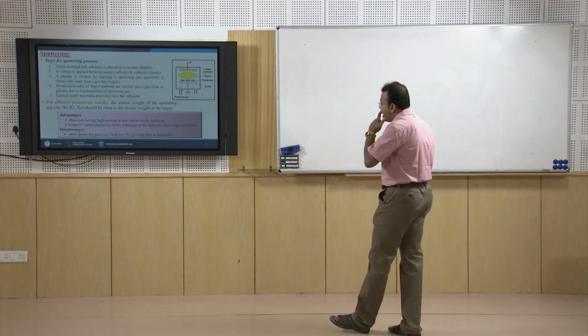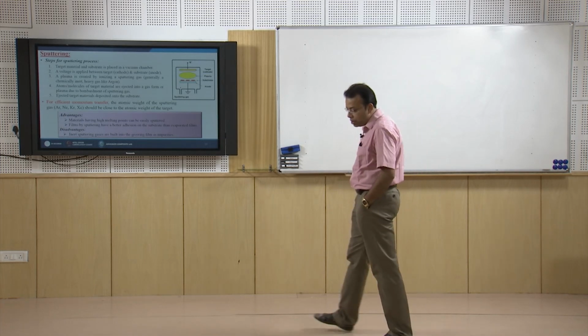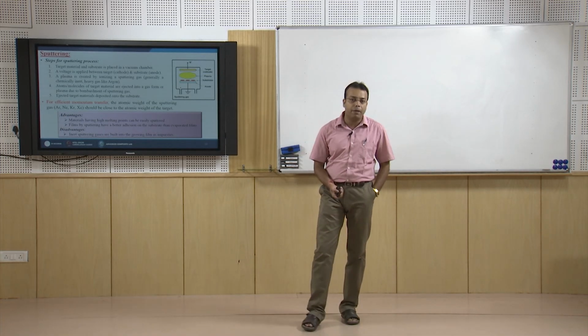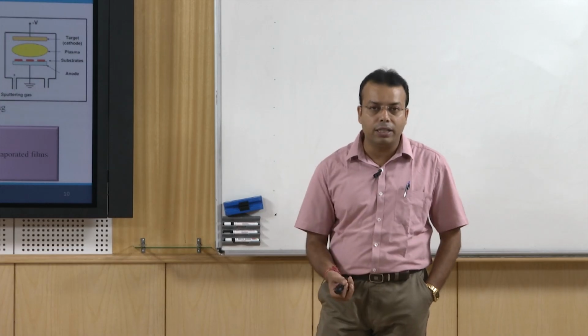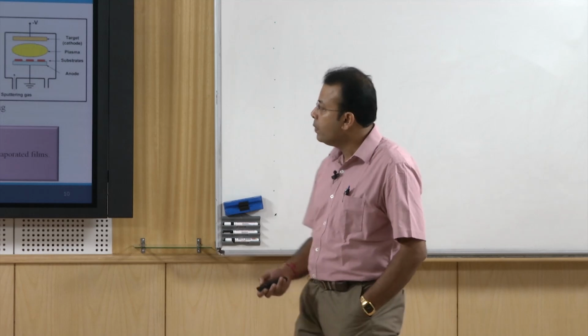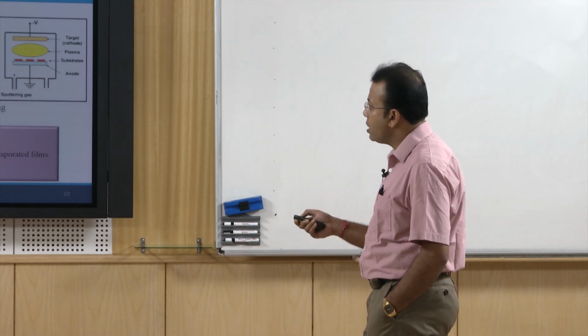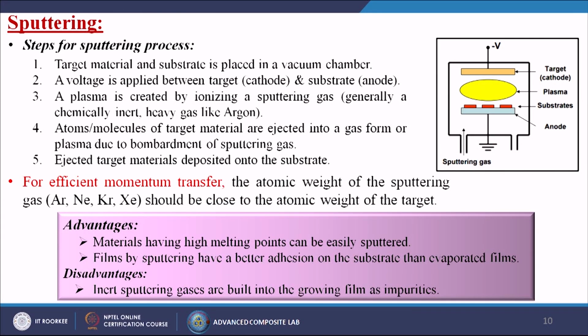Next is called sputtering. It is a common and easily available method, and nowadays we are extensively using this sputtering technique everywhere. So, steps for the sputtering process: first you have to put a target material and a substrate in a vacuum chamber. So this is your vacuum chamber where you put your substrate, and then you put your target material or source material over there.